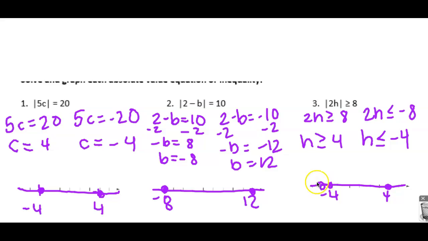But now we're shading outwards because h can be bigger than 4 or less than negative 4, meaning h could be 10. And if you plug 10 in, it would still be true because 2 times 10 is 20, and 20 is bigger than 8. You could plug in negative 12, and it would still be true because negative 24 inside the absolute value is 24, which is still greater than or equal to 8.